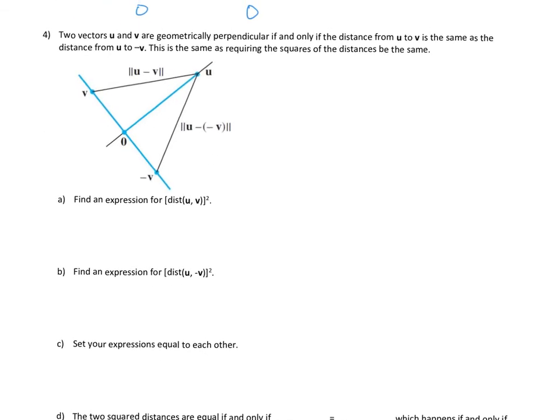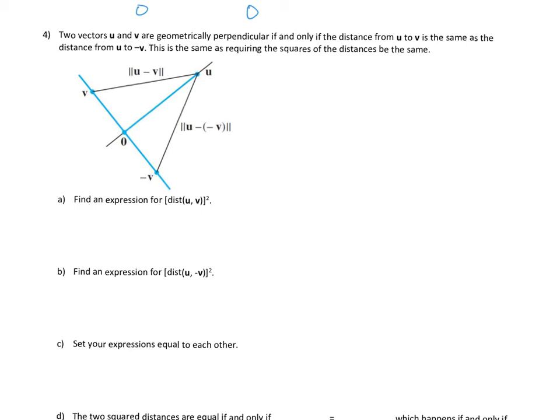Okay, last one. Two vectors, u and v, are geometrically perpendicular if and only if the distance from u to v is the same as the distance from u to the opposite of v. Okay, so this is the same as requiring the squares of the distances to be the same, which will make our lives a little bit easier because we won't have to do square roots.